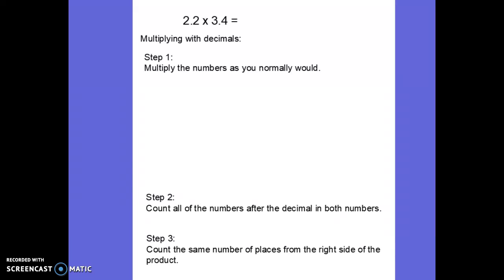Multiplying with decimals. First step is we always multiply the numbers as we normally would. So we have 2 and 2/10, and we're multiplying that by 3 and 4/10. Remember, we always start with the digit in the ones place, and then we multiply it by both of the numbers above it. So 4 times 2 is 8, and 4 times 2 is 8.